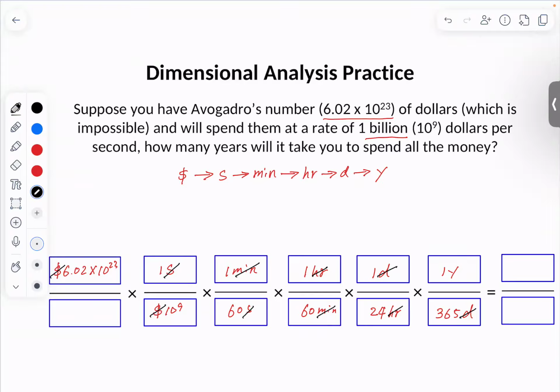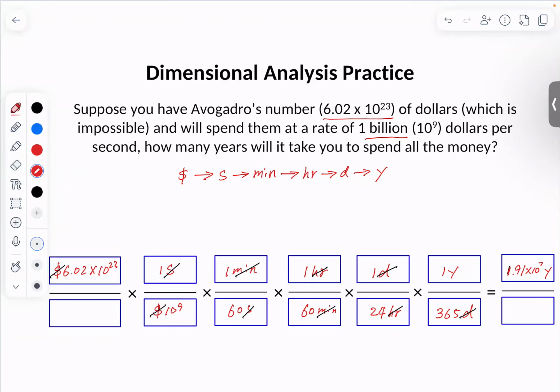After that, we do the calculation on the numbers, and we end up with 1.91 times 10 to the 7th years, which is also about 19 million years. Amazing! This tells us how huge Avogadro's number is. More importantly, notice that this advanced-looking problem was solved using exactly the same principles we learned in the earlier videos.